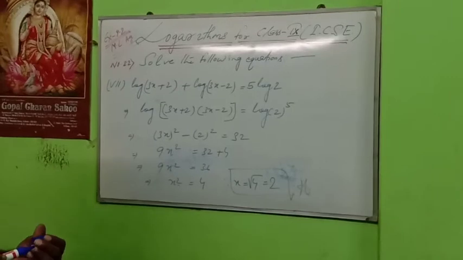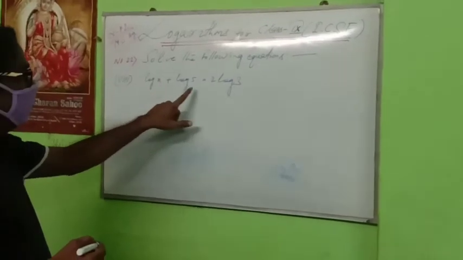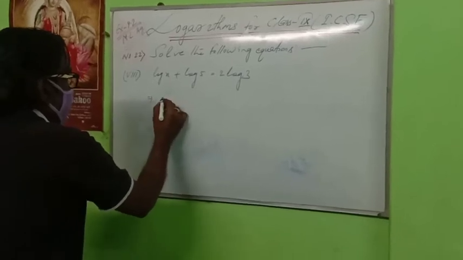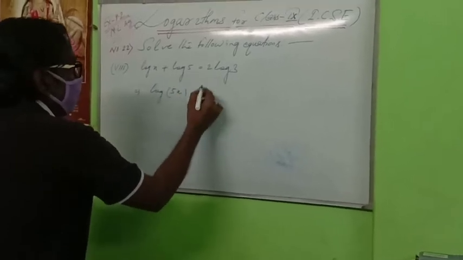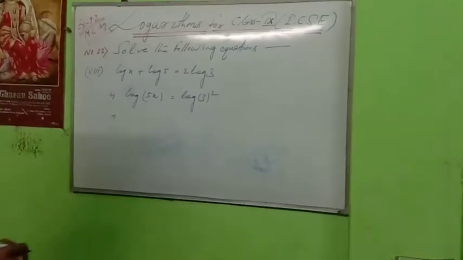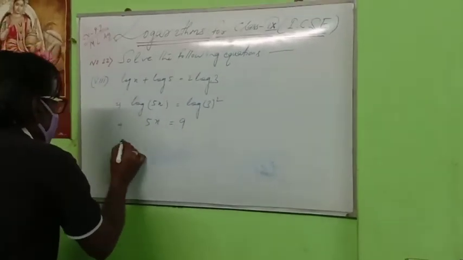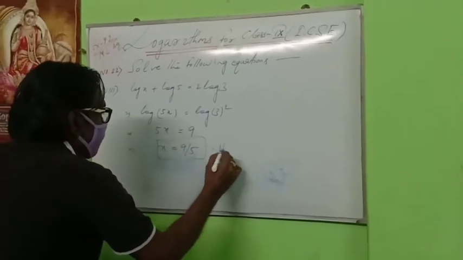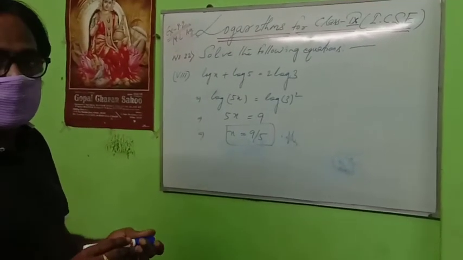Last number I will do. See the question, the 8th part I am doing. Log x plus log 5 is equal to 2 log 3. Now you tell me from here, log x into 5, that means this is 5x. This will be what? Log 3 whole square. Taking antilog both sides, that means 5x is equal to how much? 3 whole square is what? 9. Now x is equal to how much? 9 by 5. This is the answer of number 8th part of question 2. Let us go to the next number.